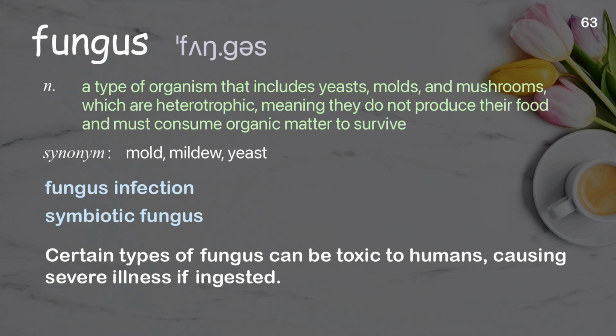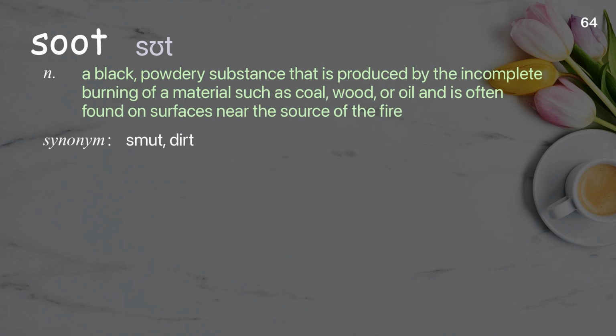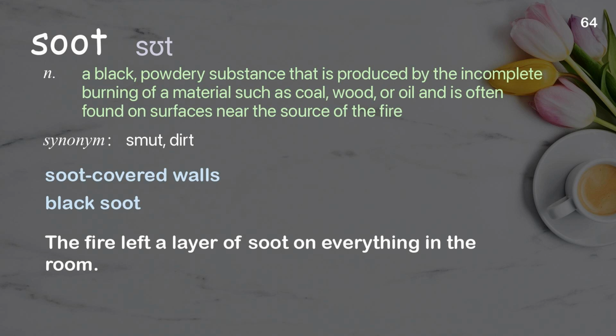Soot. A black, powdery substance that is produced by the incomplete burning of a material such as coal, wood, or oil, and is often found on surfaces near the source of the fire. Examples. Soot-covered walls. Black soot. The fire left a layer of soot on everything in the room.